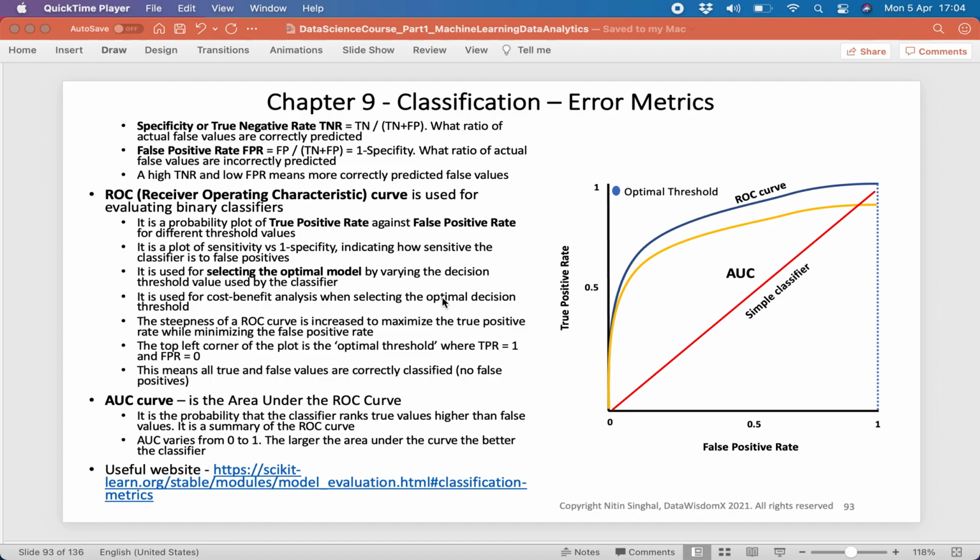And similarly, what you have here is you use the concept of cost benefit analysis when selecting the optimal decision threshold. So the exercise of building all these machine learning models is you want to build them as efficiently and as cheaply in terms of resource consumption as possible. So that always is a cost benefit analysis, and that's the concept which is used here. So this ROC curve, now it's a plot between the x and the y axis. If you can see in a simple classifier, only half your true and false values are correctly predicted. And as the curve gets steeper, you get more accuracy.